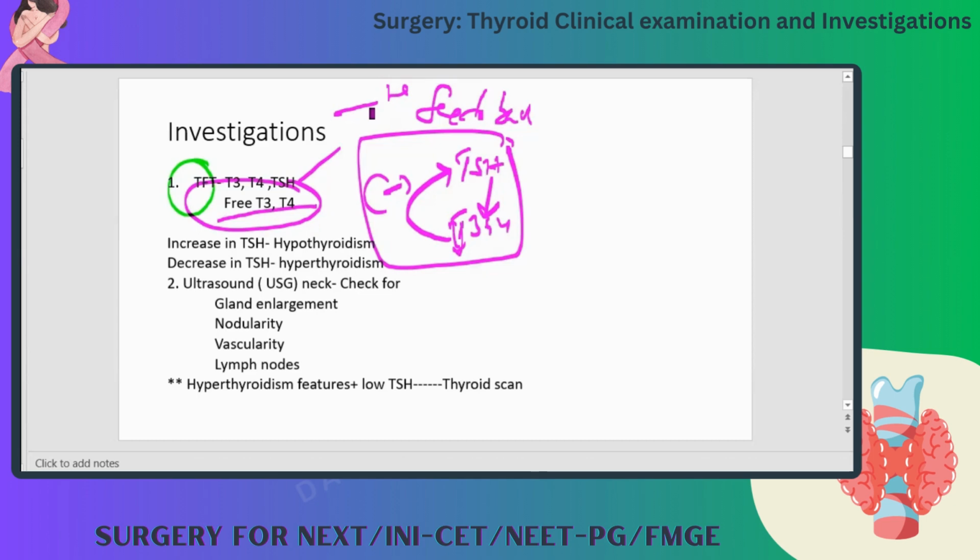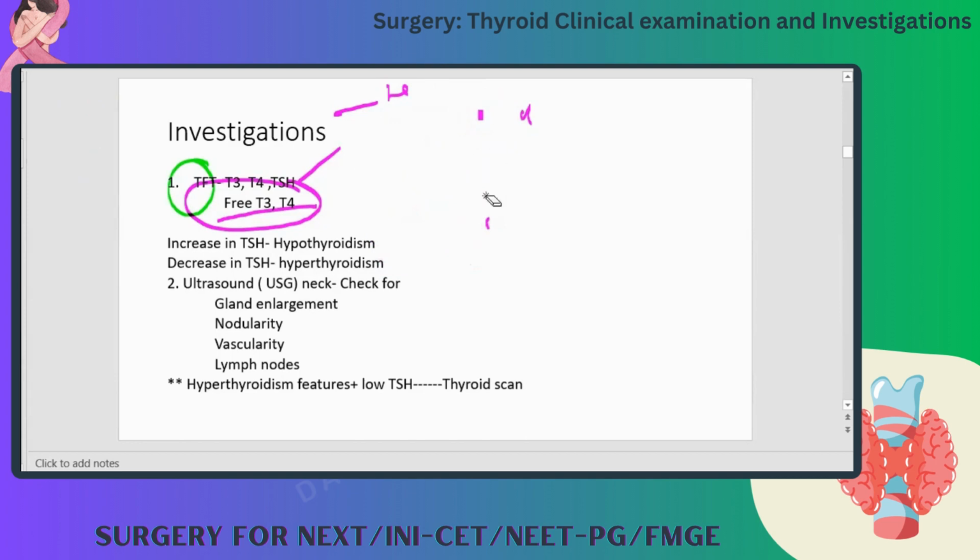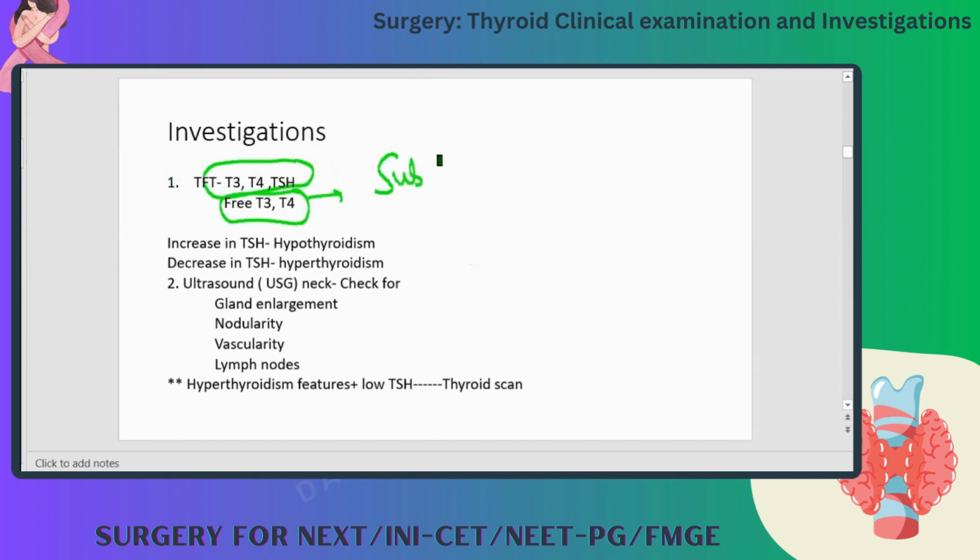But specifically, we do free T3 and free T4. Normally, T3, T4 are bound to some protein, thyroglobulin and some protein. We do free T3, free T4, which is not bound to any protein. So remember, to assess thyroid function, we do T3, T4, TSH. But specifically, free values in subclinical cases.